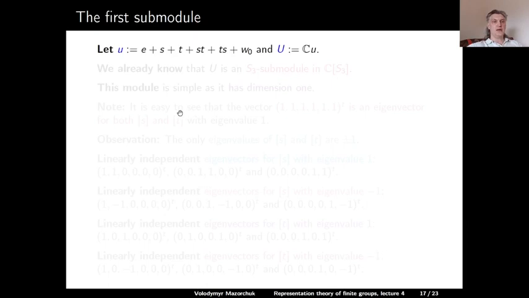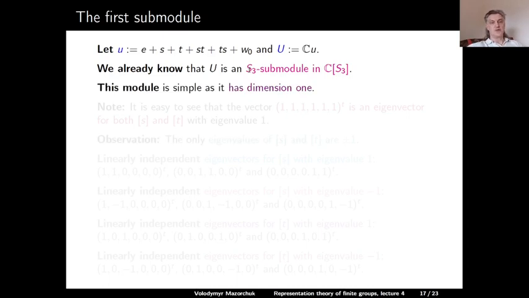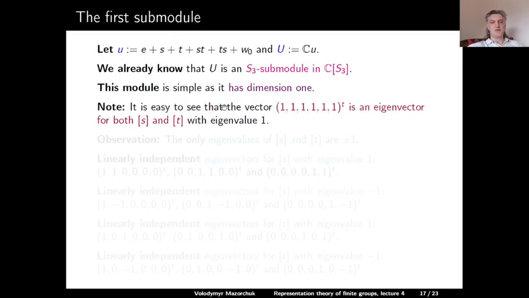So first of all, let us look at the sum of all elements in the group. We denote the sum by U, and let capital U be the subspace generated by this element. We already know that this is a submodule of the regular module, and it's isomorphic to the trivial representation of S3. So this module is of course simple because it has dimension 1. And it is very easy to see that the vector of coefficients 1, 1, 1, 1, 1, 1 is an eigenvector for both of our matrices with eigenvalue 1.